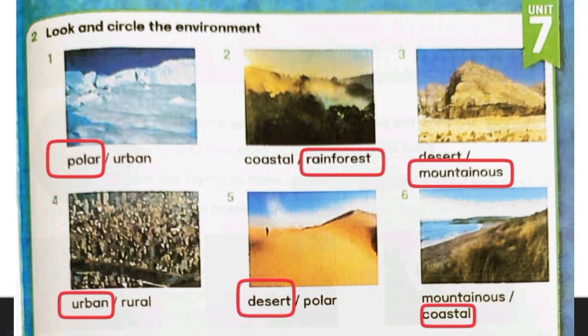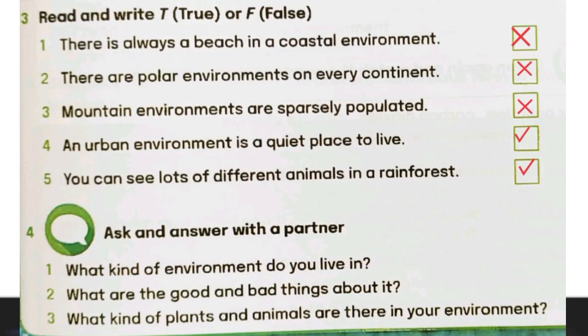6. Mountainous/coastal. 3. Read and write true or false. 1. There is always a beach in a coastal environment. 2. There are polar environments on every continent. 3. Mountain environments are sparsely populated. 4. An urban environment is a quiet place to live.